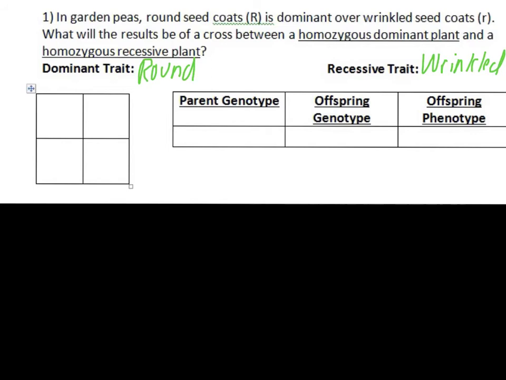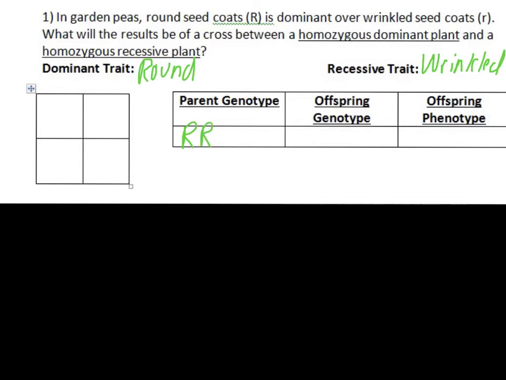The next thing that I suggest you do is to figure out the parents. If we're looking at the problem again, it says a homozygous dominant plant. Homozygous, if you remember from before, prefix homo tells us it's the same. If it's the same and they're dominant, that means it has two dominant traits. Since the dominant trait here is round, we know that we'll be using a capital R. So our first parent, which you're going to write in this box, is capital R, capital R.